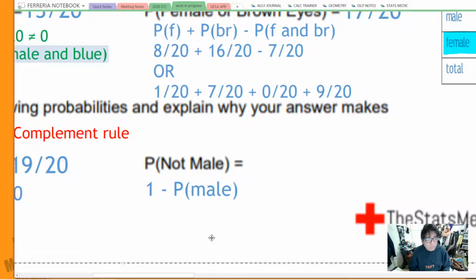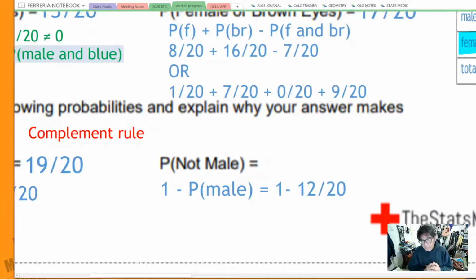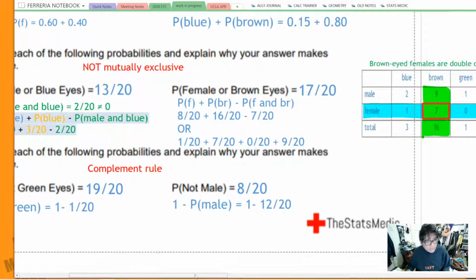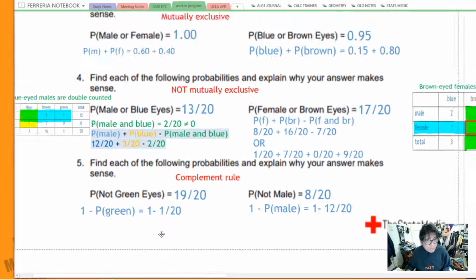How about the probability of not male? Well, that's equal to 1 minus the probability of male. And that's 1 minus 12 out of 20, which is 8 out of 20. Naturally, if we already knew that we're just talking about the females in the class, then we could have just said females are 8 out of 20. So there's many times more than one way to deal with these probabilities.